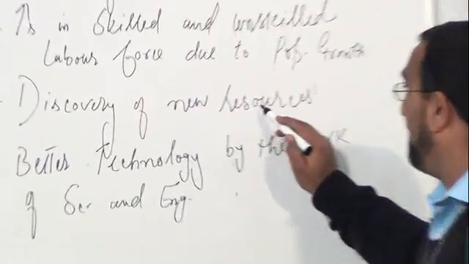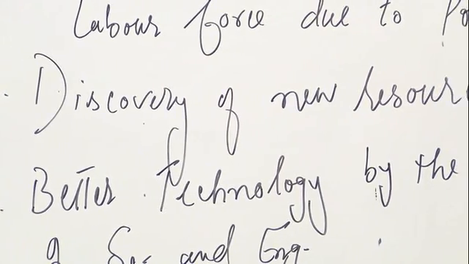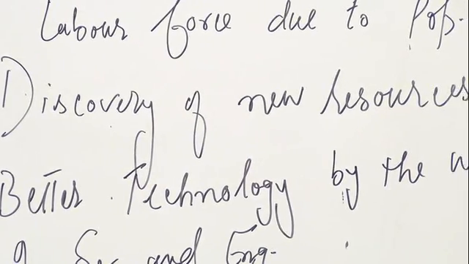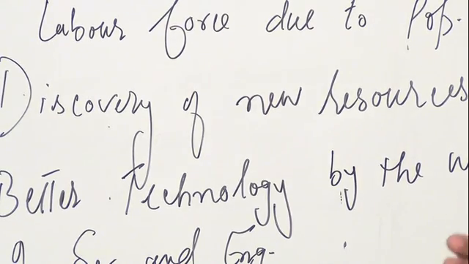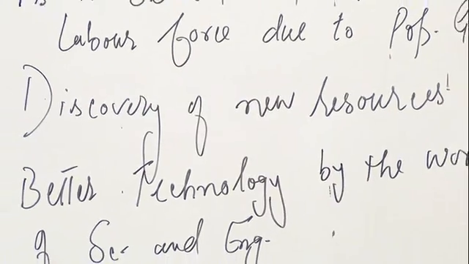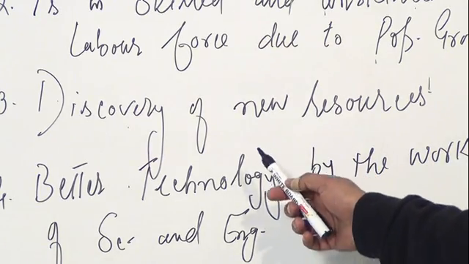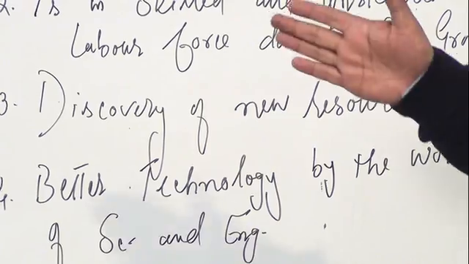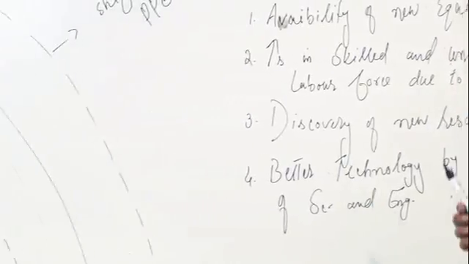Then, discovery of new resources. This is one more thing. Suppose an economy has discovered new resources in the form of minerals, coal mines, gold mines, etc., whatsoever it is. Then when you have more resources, you are able to produce more goods and services in the economy. That is why we consider that discovery of new resources forces an economy to produce more goods and services, and that forces the production possibility curve to shift to the right.